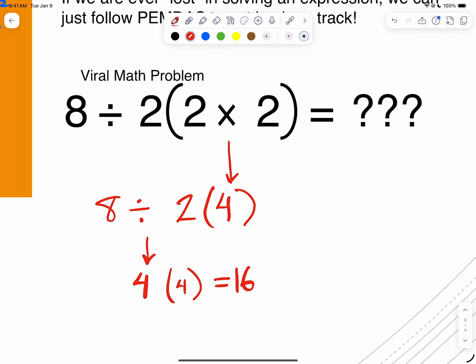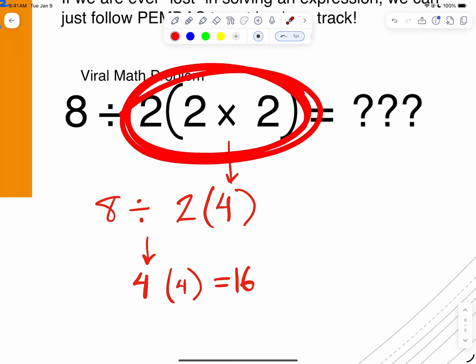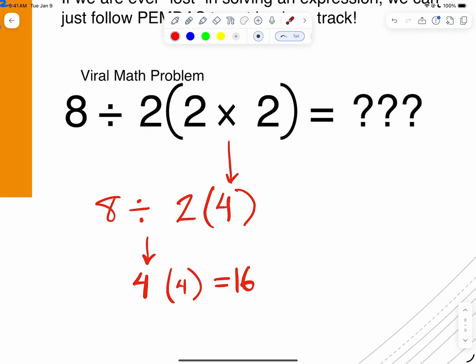But this is the exact type of expression that causes arguments, because the notation here isn't particularly good. Some people look at the 2 directly beside the parentheses and interpret that multiplication as being tightly attached to the parentheses. So like right here. And that's how people end up arguing for a different answer.